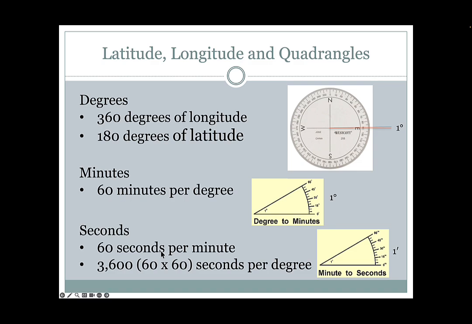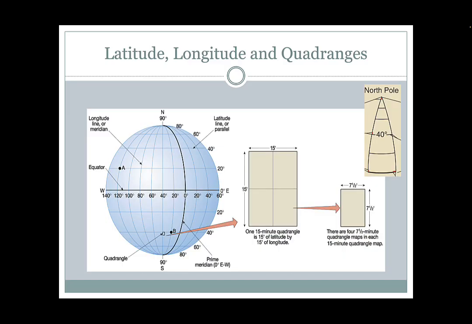And what we can see is because there's 60 seconds in a minute and 60 minutes in a degree, there are 3,600, or 60 times 60, seconds per degree. So when the USGS took on the responsibility, before all this computer stuff, of mapping the United States, they decided instead of using township, range, and section or counties or some kind of boundary like that, they were going to use these boundaries associated with latitude and longitude.